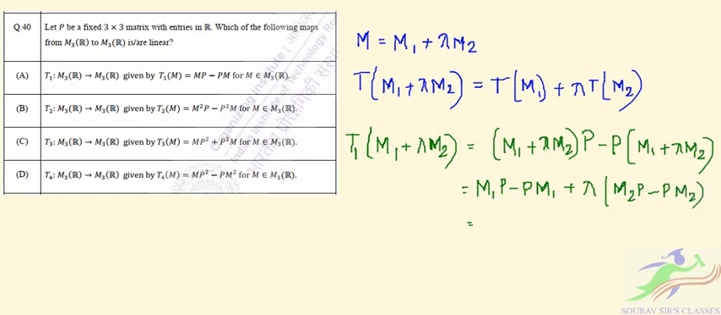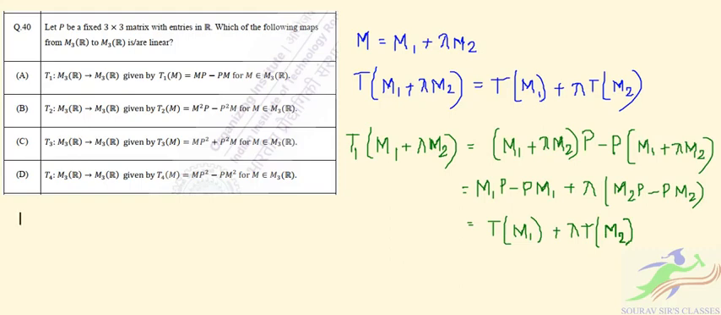So yes, it can be written as T of M1 plus lambda of T of M2. Right? So in our case the option A is correct. So it can be linearly transformed. So now coming to the option B.